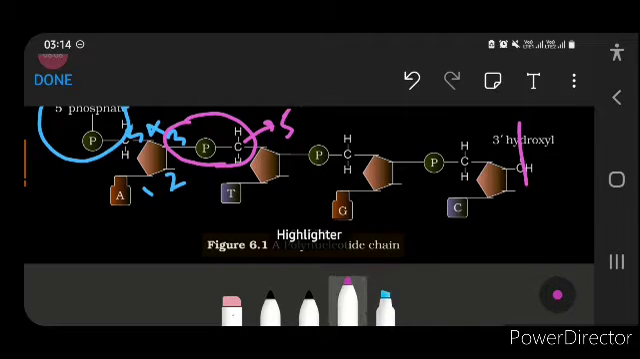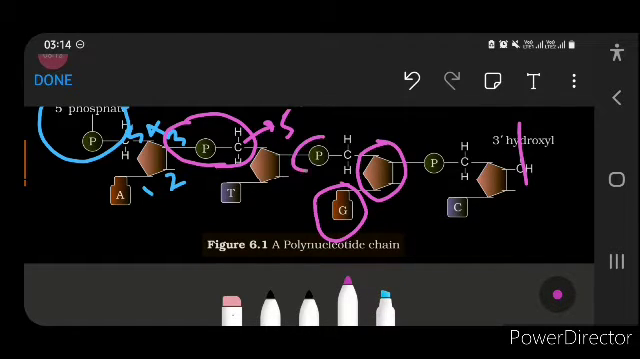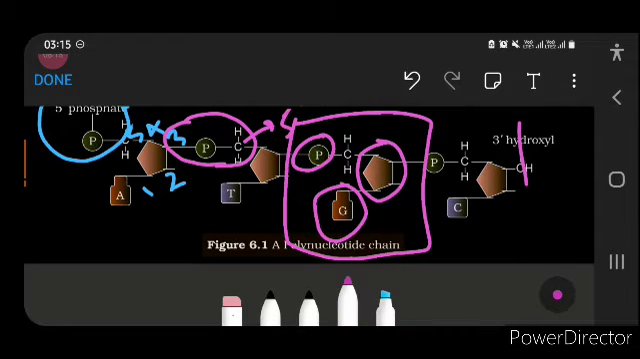And this one is the sugar, this one is the base, and this is the phosphate, the 3 components which you require to make a nucleotide.